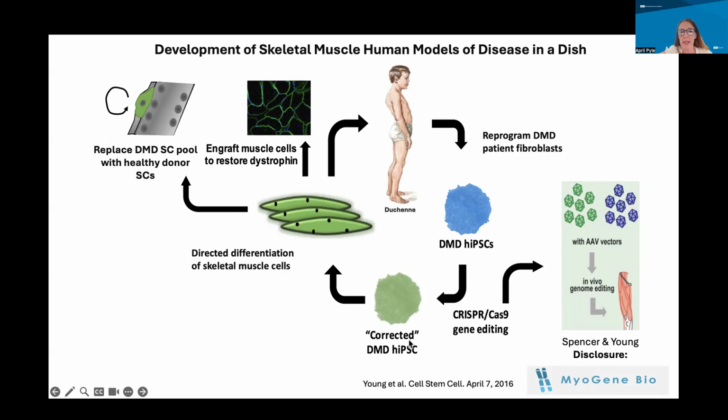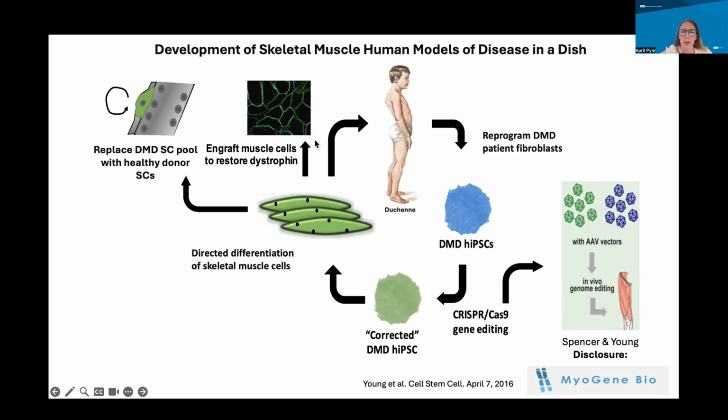So we spent a lot of time trying to optimize this protocol to understand how to generate these mesoderm-derived lineages, which is actually derived from the paraxial mesoderm, not the lateral plate where cardiomyocytes are derived. So we spent a lot of time thinking about that, which I'll show you in the next few slides.